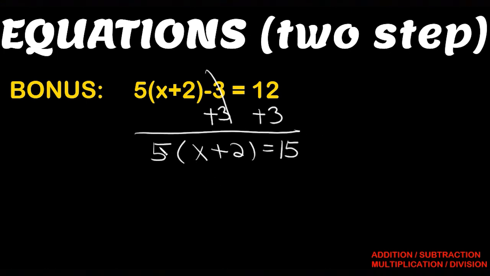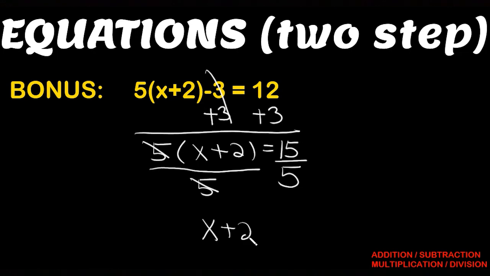And again, you could distribute the 5 here. That's totally fine. But for me, I find it much easier to divide by 5 since that is the operation there. It's multiplication. It's 5 times everything inside. So the inverse there would be division. I'm going to divide by 5 then to get rid of it. So the 5's will cancel here, and I get x plus 2 equal to 3, and we're almost done.